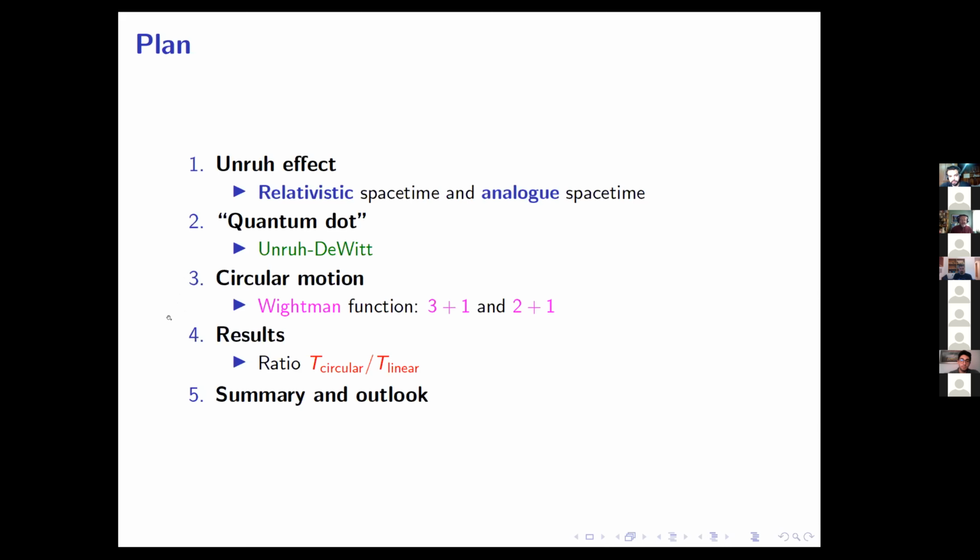And with all of that preparatory material, I will then give some results answering this question in this setting: how thermal is the circular motion? That is the circular motion temperature, which I will define in due course. How close is it to the linear acceleration Unruh temperature? I'll be considering this ratio. And at the end, I'll summarize and discuss where one should go next from here.